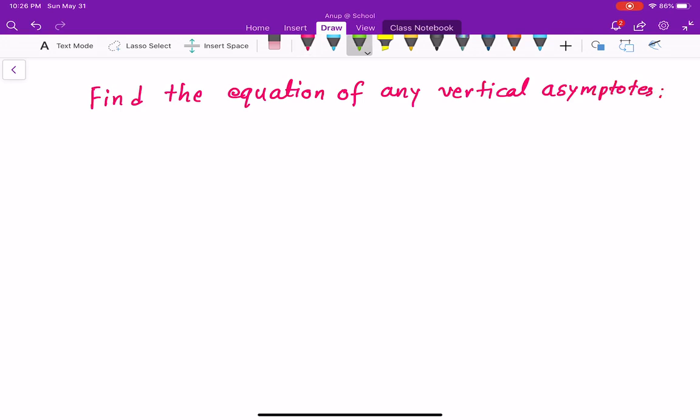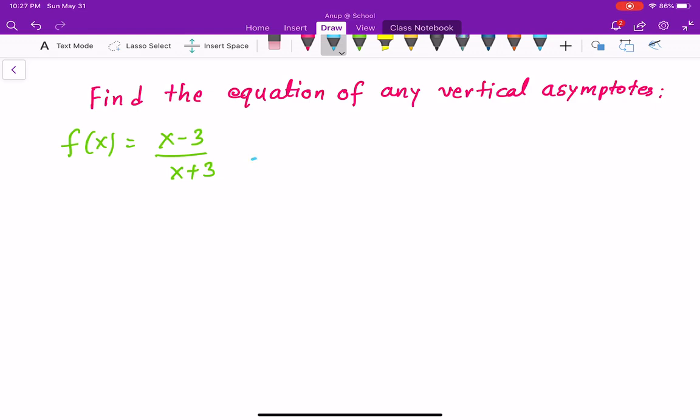And let me take one example. Let's say f of x is equal to (x minus 3) over (x plus 3). So how do we find the equation of any vertical asymptote that this rational function may have? As we have discussed earlier, to find the vertical asymptote of a rational function, first of all we can check if they have any real zero in common.